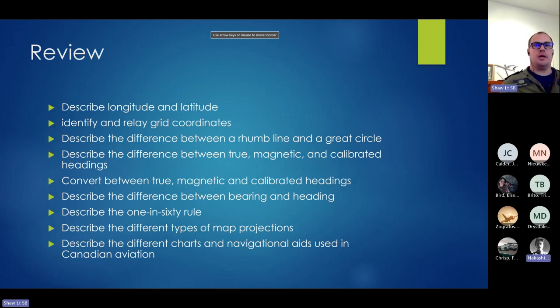Good. Great. Grid coordinates. So we kind of talked about that. We did that exercise already. Difference between a rhumb line and a great circle. Newkirk, if you're there, can you take a crack at one or both of those if you want.